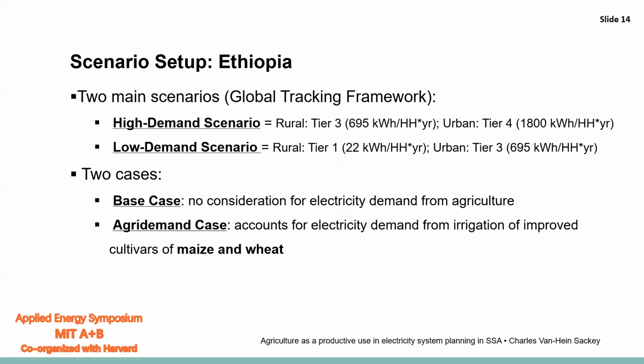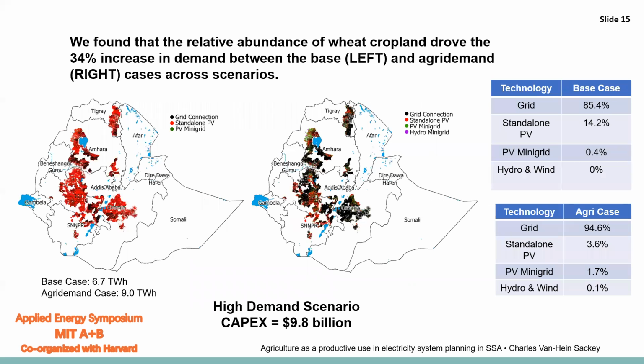Within each of these scenarios, we have a base case with only residential demand and an agri-demand case that incorporates potential demand from small-scale pumped irrigation from wheat and maize specifically. As mentioned earlier, we only considered maize and wheat in the study because they were the only crops with both irrigation demand and cropland data sets available.